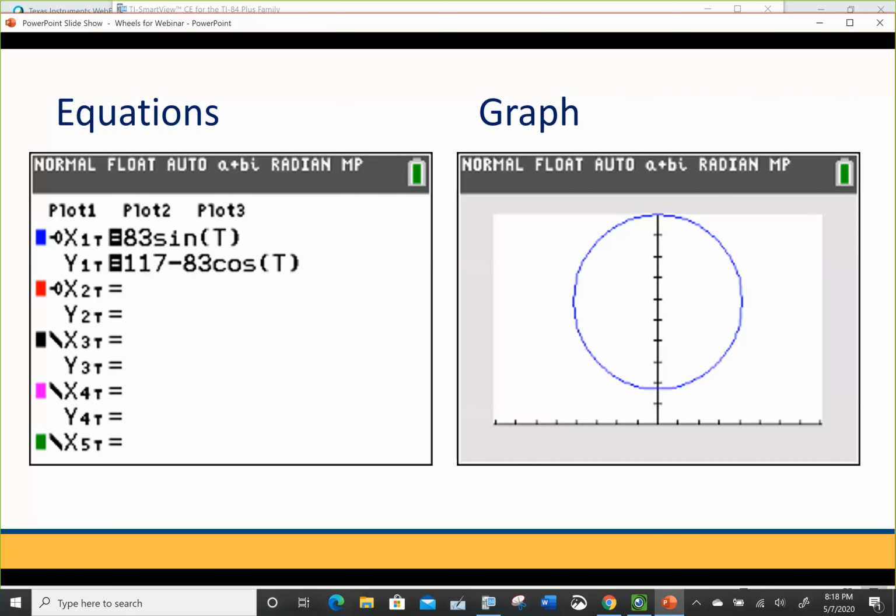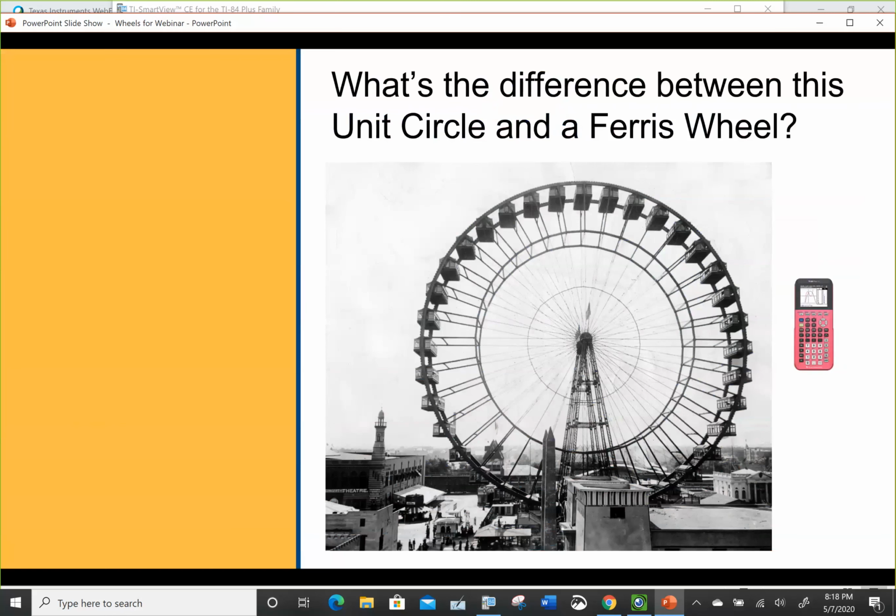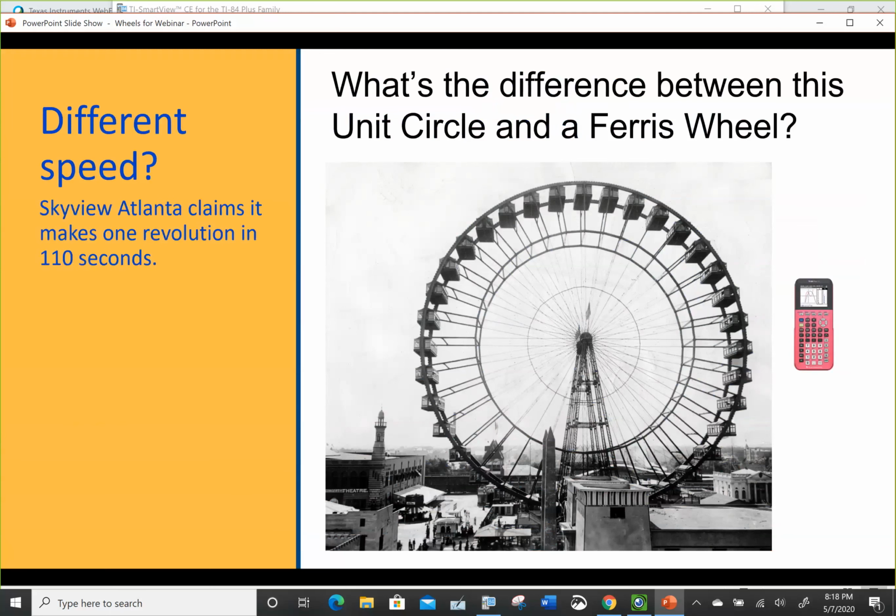Now, another difference between the unit circle and a Ferris wheel is they have a different speed. Now we've really got to change the way we're looking at the t-value. So far, we've been looking at the t-value as an angle. Now we really need to think of that as being time. The Atlanta Skyview claims that it makes one revolution in 110 seconds.